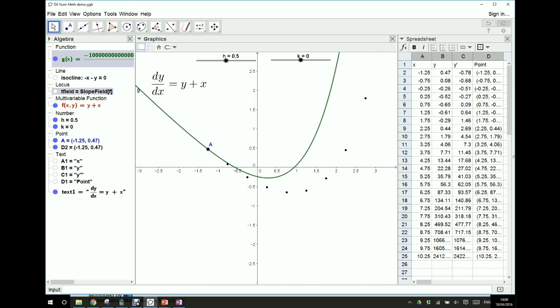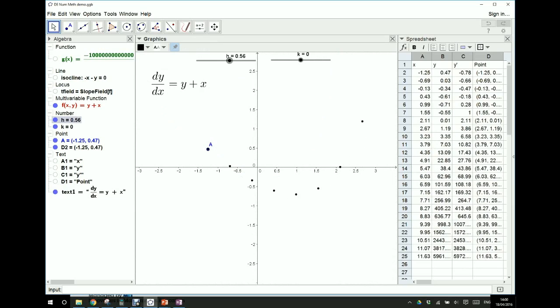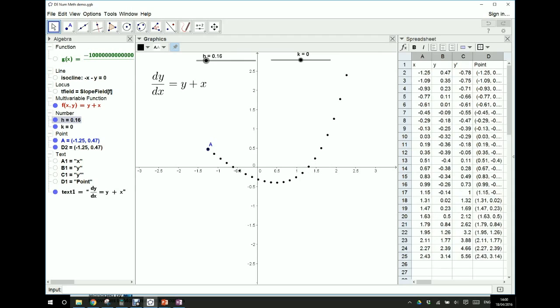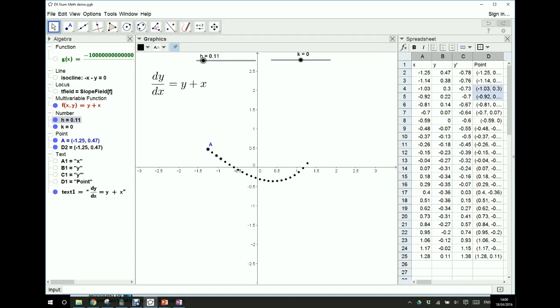But the whole point of doing this on GeoGebra is I can change the step size, and you can see changing the step size is changing how far each point is jumping along, and as I decrease h, I think we're going to get better solutions. You can see that I've run out of points though if I make h really small, because it's not getting very far each time. But now if I put the solution on, you can see this is much closer to the actual solution.